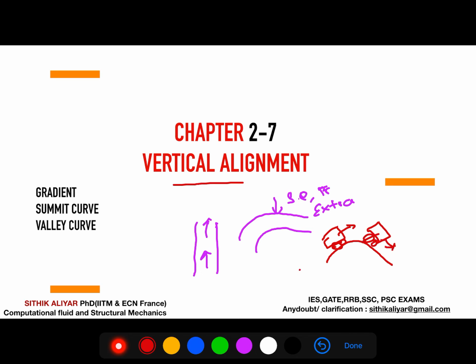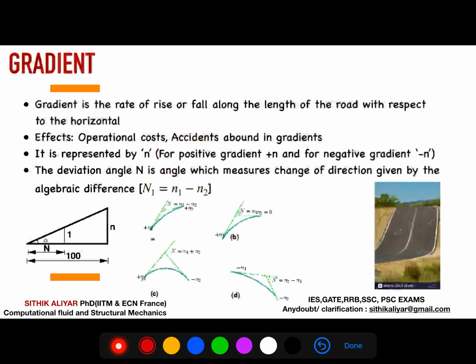So we are going to see some vertical curves. Before that, the vertical curves are formed by gradients. So we will see something about the gradients initially, then we will go for summit curves and valley curves. Welcome again to the last session in our geometry design topic under highway engineering. So gradient, as the name says, is nothing but a slope.